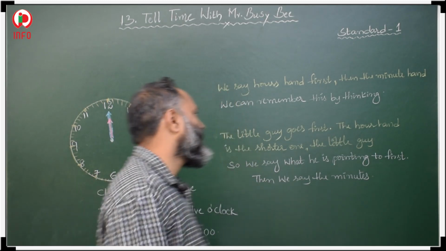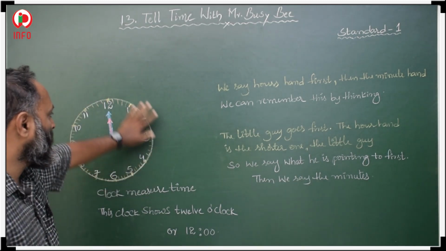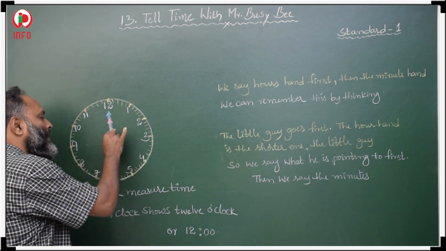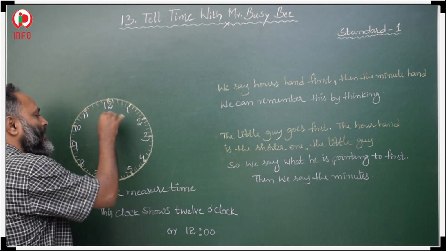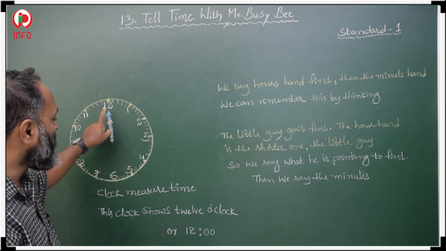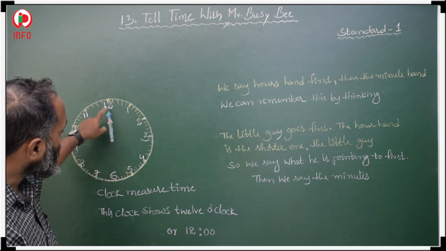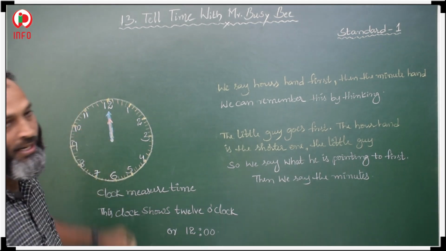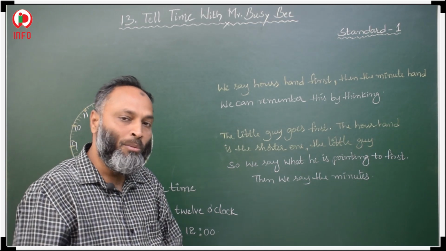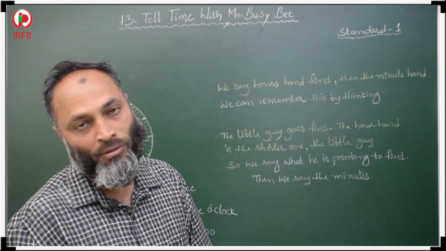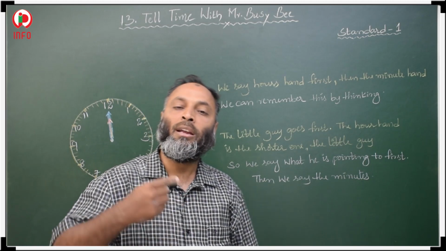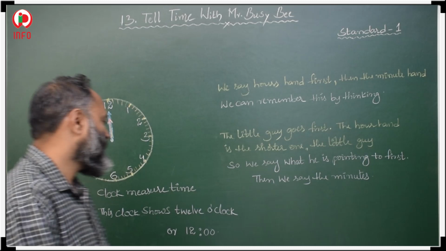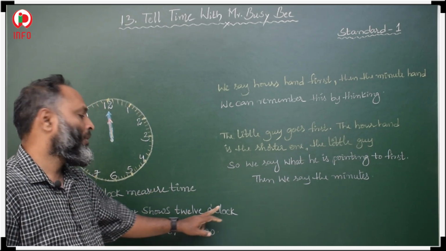Okay. See here, in this clock, first we see where the little guy is. The little guy, the shorter hand, is at 12, and the longer hand is also at 12. Both are pointing at 12. So, the time is 12 o'clock.